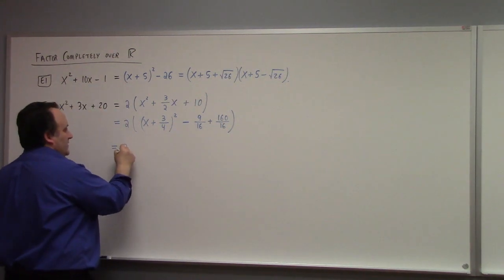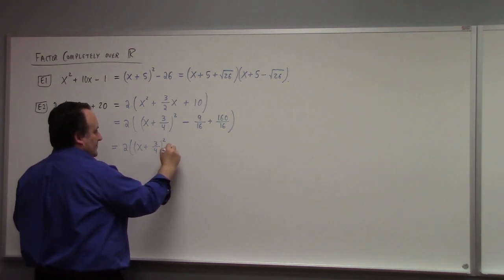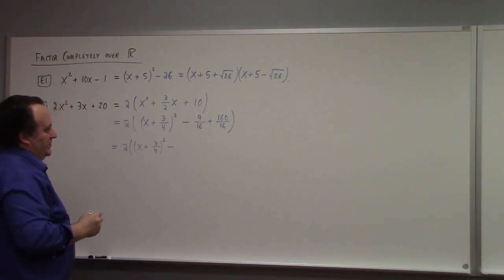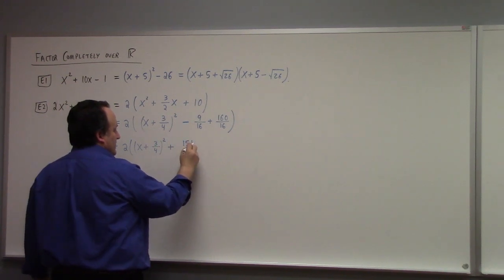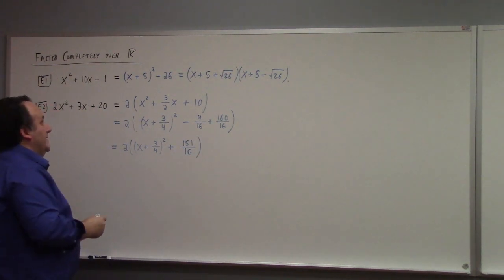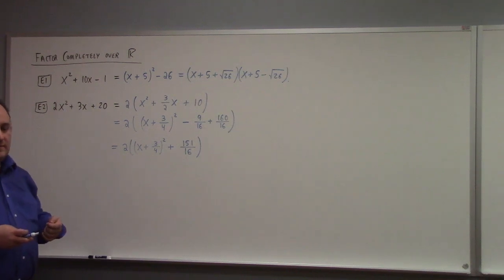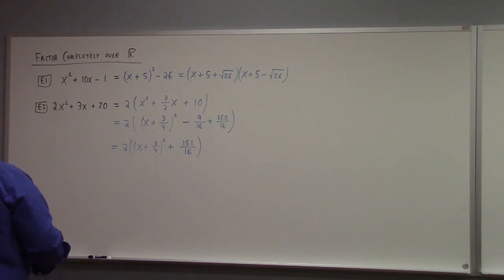And so what you got? You got 2 times x plus 3/4 squared, plus actually, plus 151 over 16. What does that show us? That shows us that this quadratic can't be factored over the reals, right? It's what's called an irreducible quadratic or a prime quadratic. What does that mean about the graph? That's right, it never crosses the x-axis.